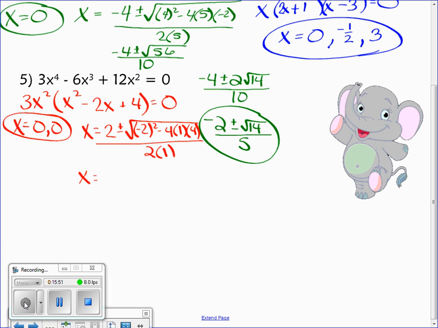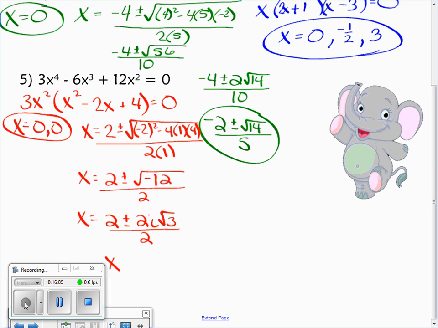So x equals 2 plus or minus, what do you get underneath that radical? Good. Over 2. Simplify the radical, so 2 plus or minus 2i radical 3, all over 2. Divide everything by 2, so we get 1 plus or minus i radical 3 over 1 if you want, but you don't have to. Do I have to write this one?